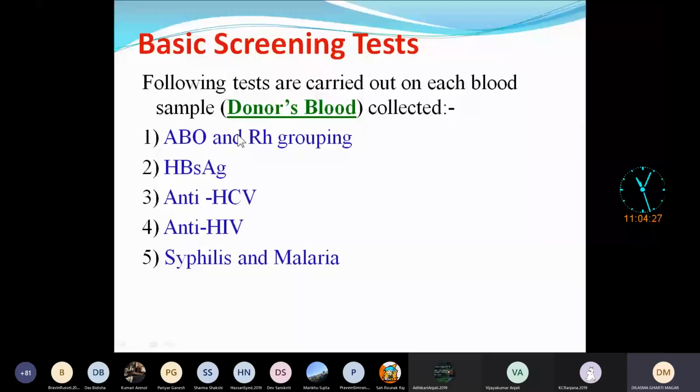So in case of the donors, ABO and Rh grouping is done. Or if you cannot say HBsAg, you have to say that we have to do the hepatitis B virus, hepatitis C virus, or HIV test. So that you can tell. And we will do for syphilis and malaria. Can you tell what are the tests we will do?